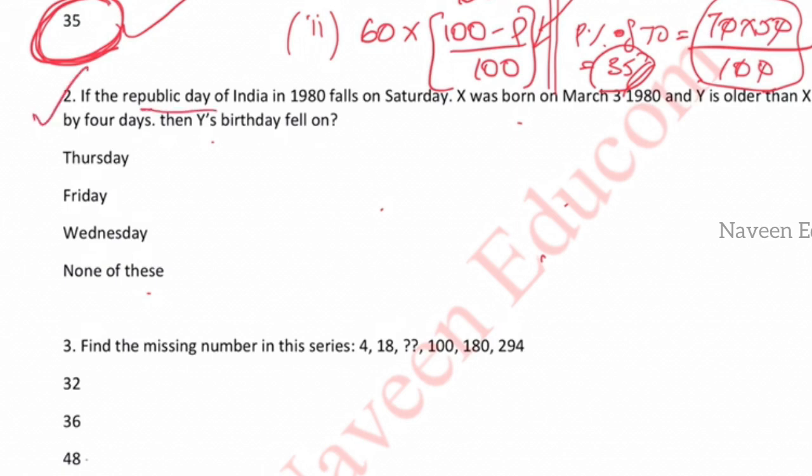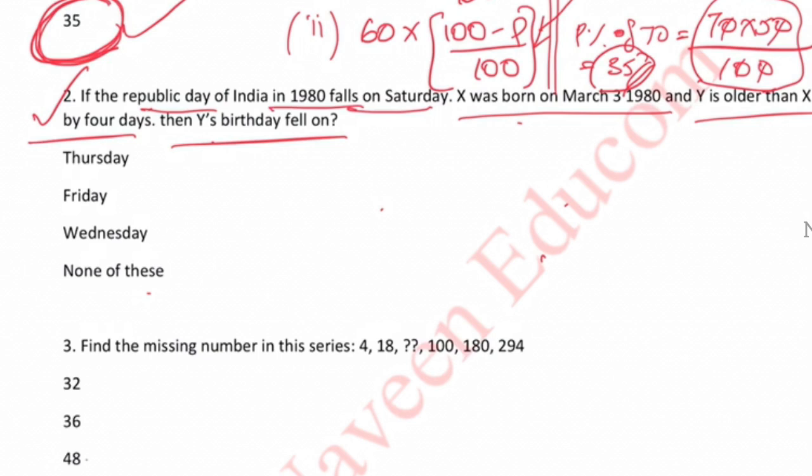If the Republic Day of India in 1980 falls on Saturday, X was born on March 3rd, 1980, and Y is older than X by 4 days, then Y's birthday fell on. So students, this is clearly a topic from the calendar section. If you have studied the calendar section, you can definitely find it out. Actually, you do not need to study anything from this topic. It's just a matter of common sense. If you have the common sense, you can definitely follow it.